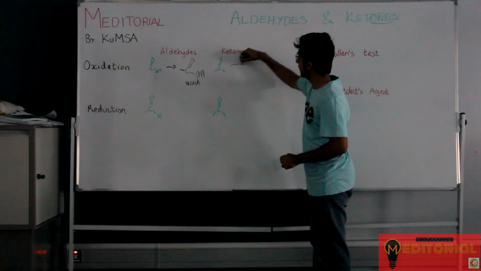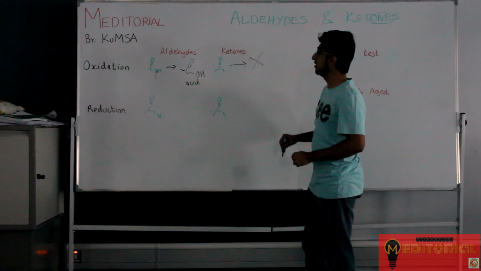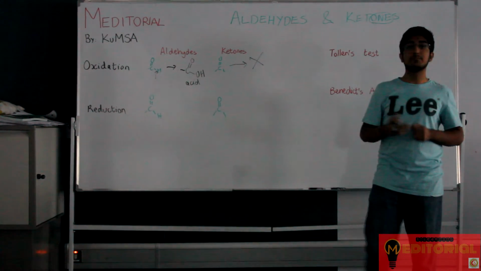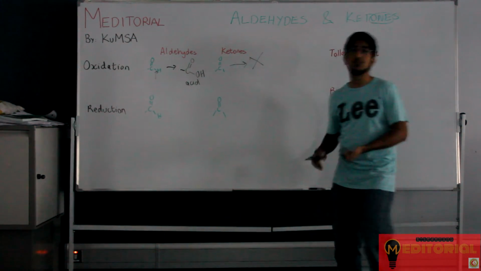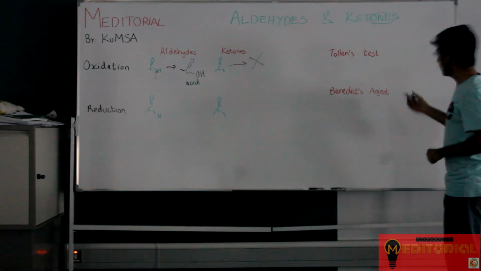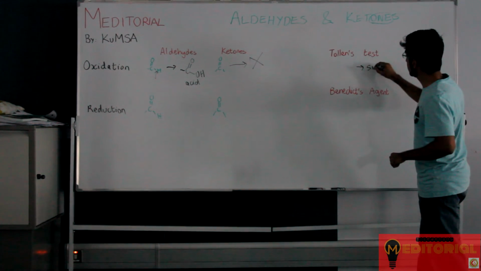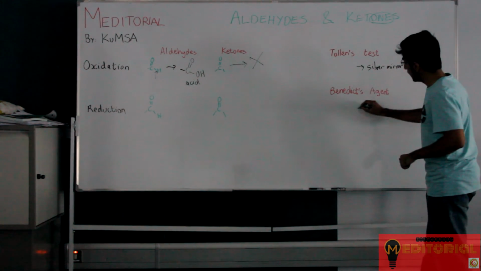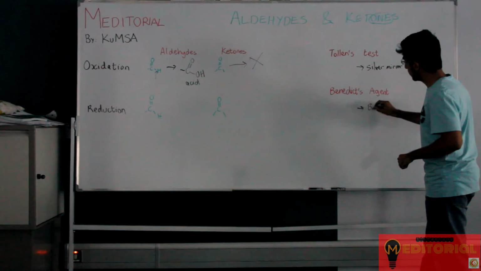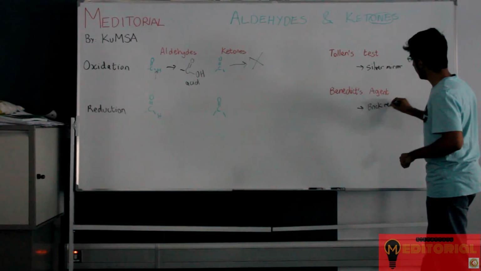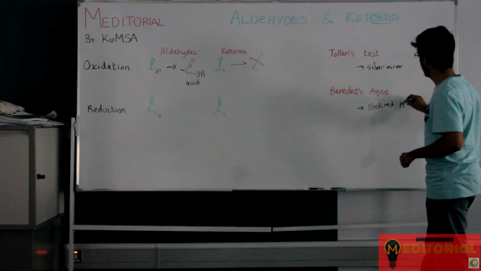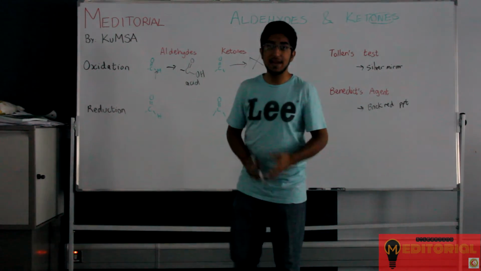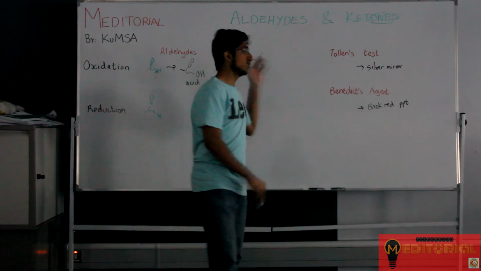As for ketones, they do not undergo oxidation because they don't have a free hydrogen at the end of them. This is actually a very important test we use to differentiate between aldehydes and ketones. Two of the tests that you might need to know are Tollens' test, which produces a silver mirror when an aldehyde is added to it, and Benedict's reagent, which produces a brick red precipitate. Both of those tests will give a negative result if you add a ketone to it, but if you add an aldehyde, these are the results you will get.